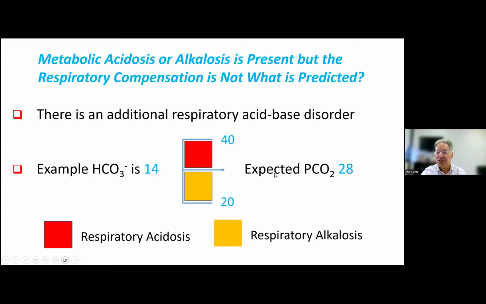It's insufficient to say that the compensation wasn't appropriate. You also have to think that means you must have a respiratory acid-base disorder. Either it was higher than you would expect, so you have a respiratory acidosis, or it's lower than you would expect, and you have a respiratory alkalosis in addition to the metabolic acidosis. So remember this important concept.